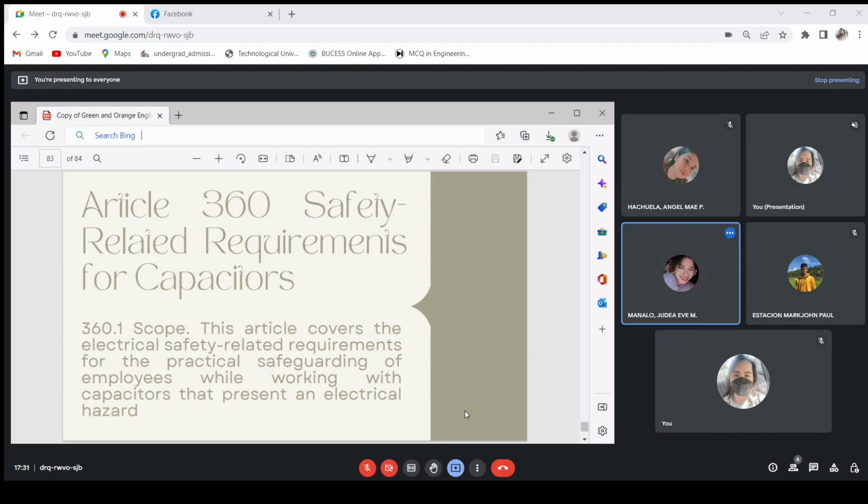So the employees who perform work on electrical equipment with capacitors that exceed the energy threshold in 360 articles shall be qualified and shall be trained in and familiar with the specific hazards and controls required for safety work. So, meaning they should know how to have proper handling of capacitors and they should have a familiarization about that, I guess.